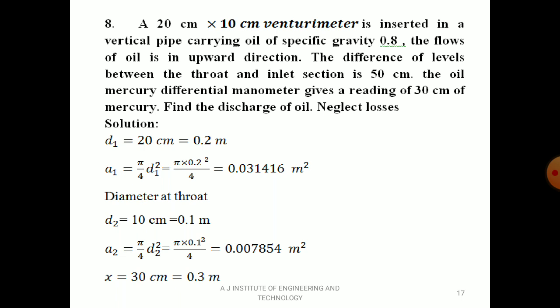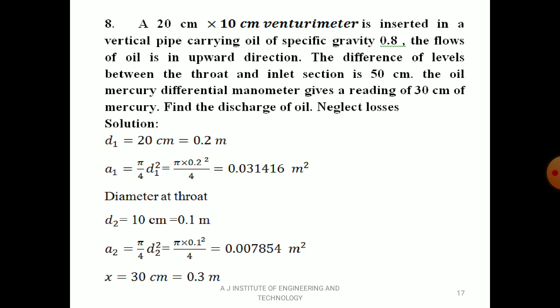So we need to find the discharge of oil, that is Q. For 20 cm by 10 cm, 20 is the pipe diameter, D1 equal to 20 cm, and 10 is the throat diameter, D2 equal to 10 cm. It is inserted in a vertical pipe, so this problem is not related to a horizontal pipe. This problem is related to a vertical pipe, where a venturimeter is fixed to measure the rate of flow. The flowing fluid, oil, has specific gravity 0.8. The fluid flows from downward to upward direction.